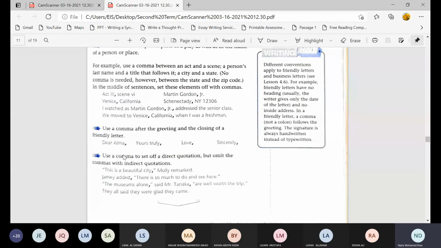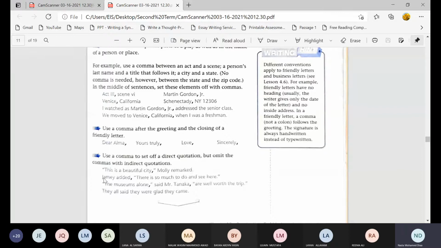Yes. Use a comma to set off a direct quotation. Okay, so use a comma to set off a direct quotation here. When I say exactly the words that Molly said, I use commas, but omit the commas with an indirect quotation. So, quotation mark, "This is a beautiful city," comma, Molly remarked. Why did I add a comma here? Because Molly said that. So I add a comma, Molly remarked, and I put what she has said between two quotation marks.